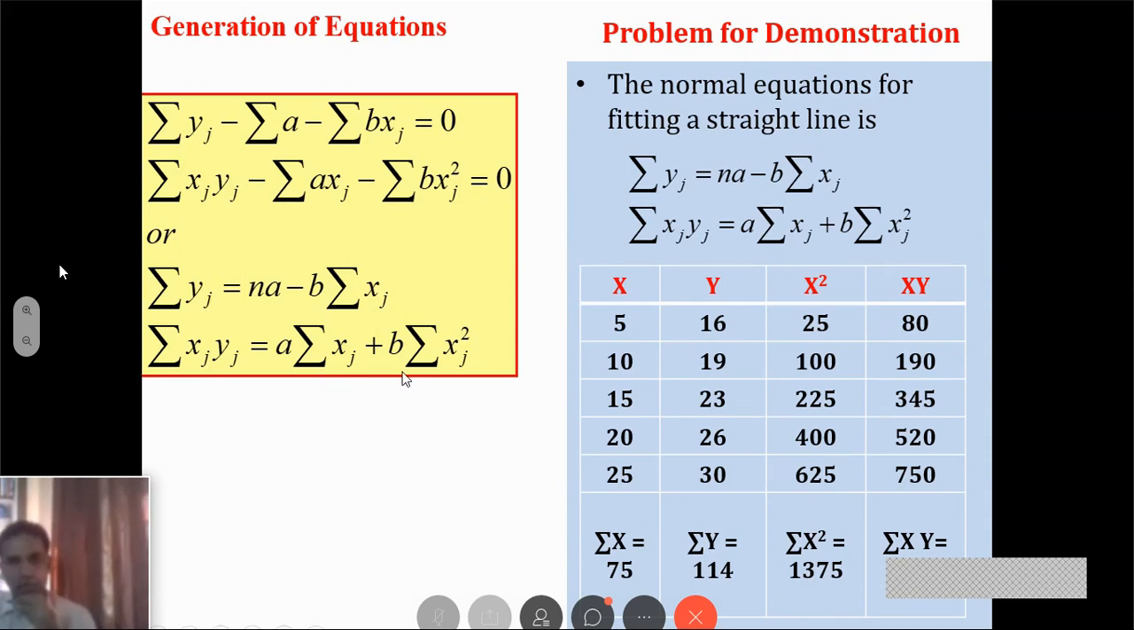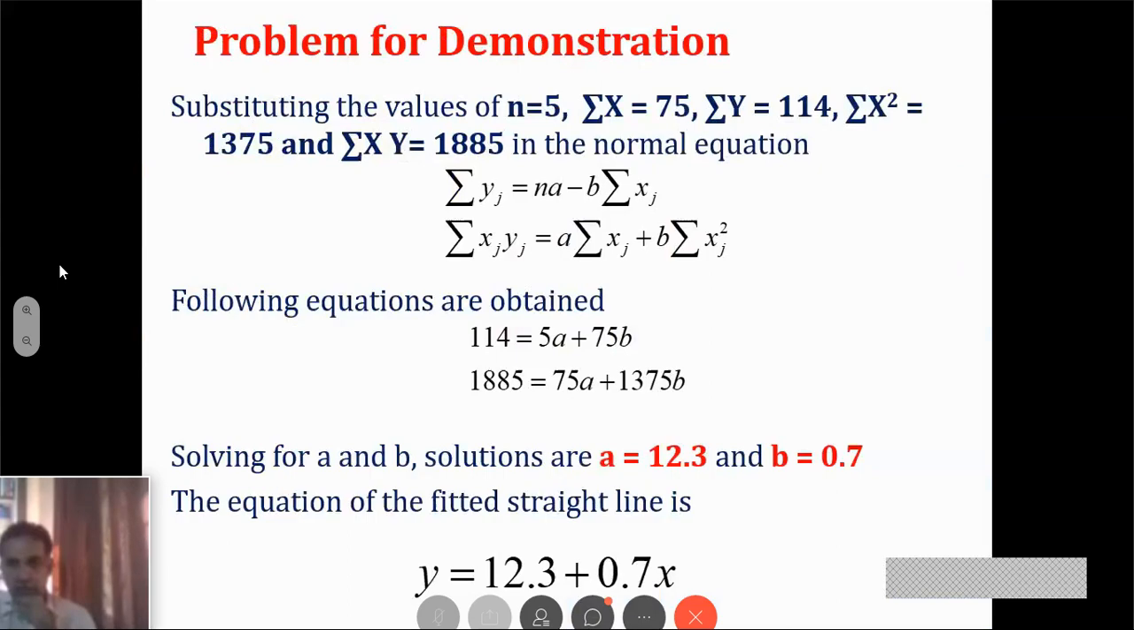Now let us shift back to the problem. We have arrived at the equations Na plus B sigma xj, and so on. Now let us see how we can apply them on a given data set. You are given x and y, the data which are already given. We have 5 sets of data. To substitute in the equation, we need sigma xj and sigma yj. Sigma yj means the sum of all y terms; you add them and get the summation. N refers to the number of data sets.